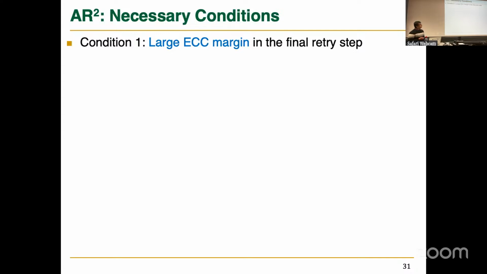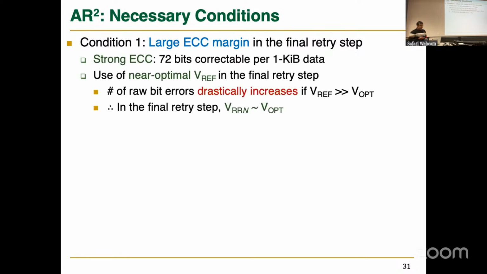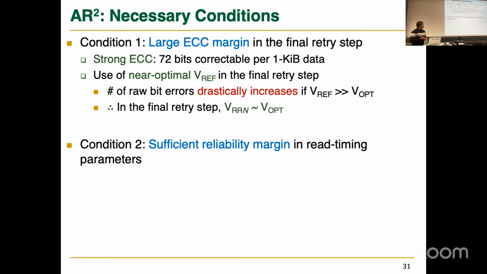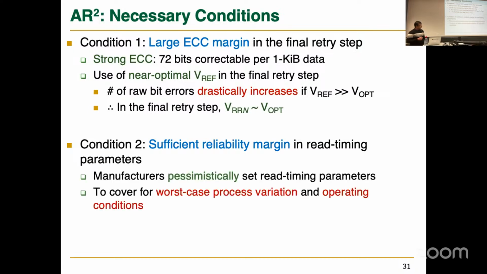The first condition is a large ECC margin in the final retry step, because as I mentioned, in the final retry step we almost get the near optimal read reference voltage, and that's what we want. The second condition is that if we reduce the timing parameters, we need to explore how it affects reliability. Based on the characterization, we have seen that manufacturers set these read timing parameters in a very conservative manner. They want to cover for the worst case process variations and operating conditions.